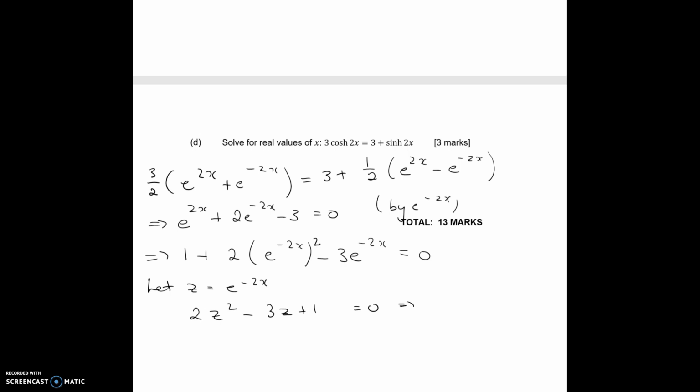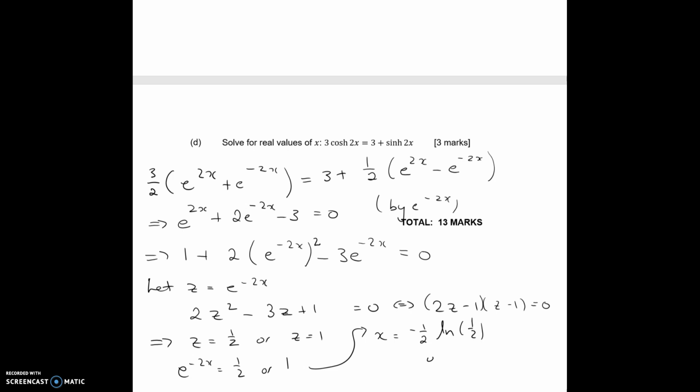That's a quadratic that will factorise as 2z minus 1 and z minus 1. So z equals a half, or z equals 1. Now remember, z was actually e to the negative 2x, so that means that e to the negative 2x equals a half or 1, and undoing that gives us that x equals negative a half natural log of a half, or that x equals 0. And if you needed to, you could put that as a number.